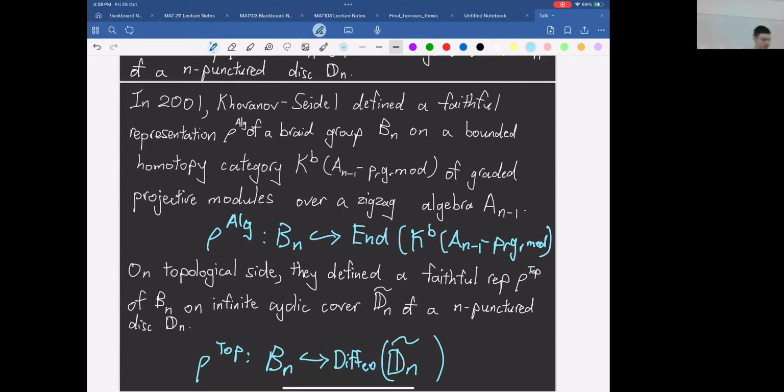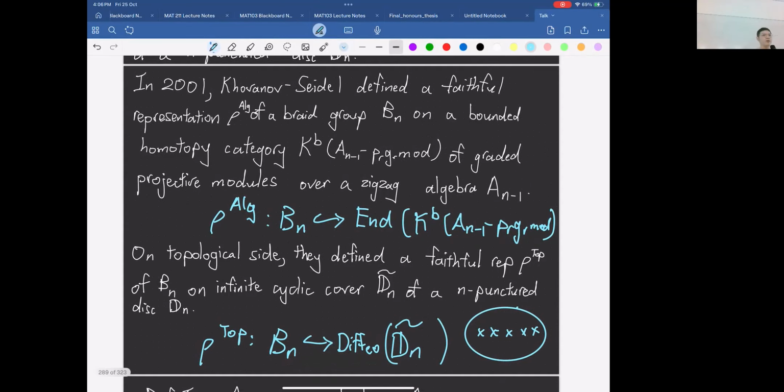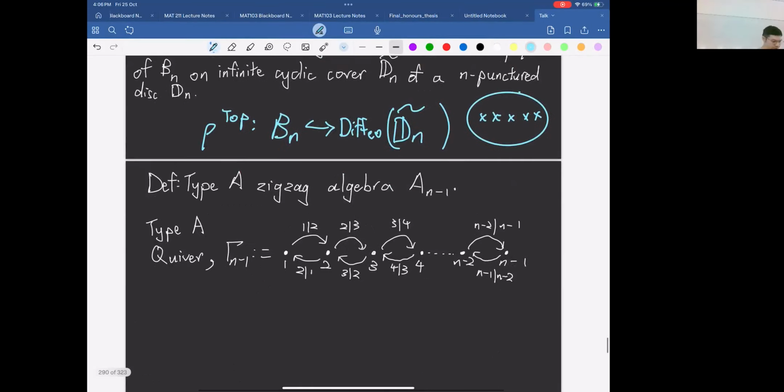So what's the n-punctured disk? Basically you take a disk and then you puncture it. You have n punctures there. And then we will look at some covering space, an infinite covering space of this space. So no worries, we will see some concrete maps in a moment.